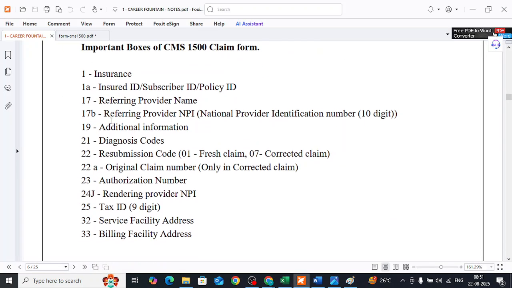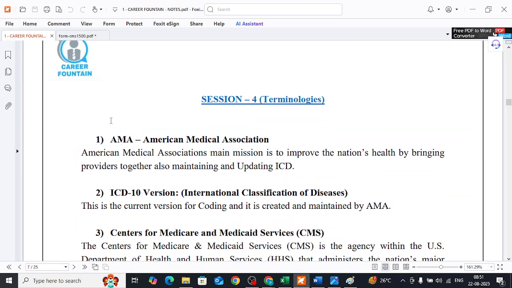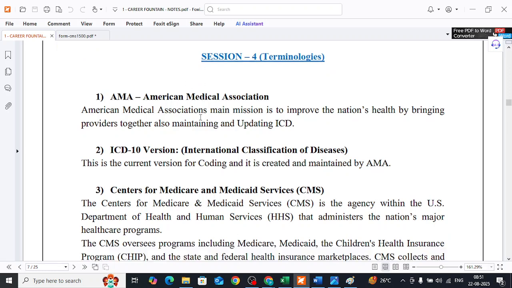Okay, so this is about our third session. From tomorrow we are going to start the terminologies. Maybe for the next 2 or 3 days we'll cover the terminologies. These are very important terms to understand, and many times we'll use them in our real live work, and many concepts help us to understand the denials. If I use any word while explaining a denial, it is very important to know that terminology, then only you can understand the denial.